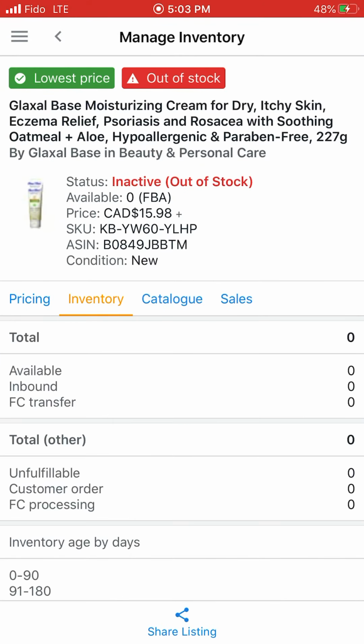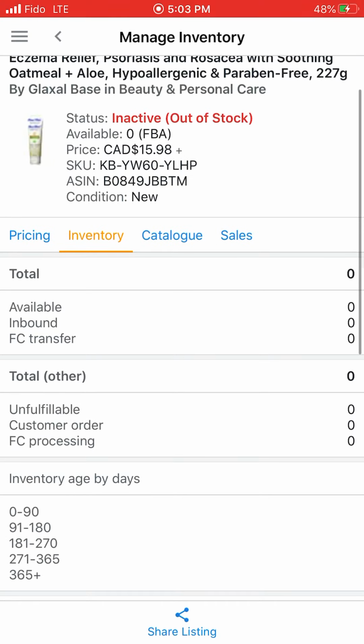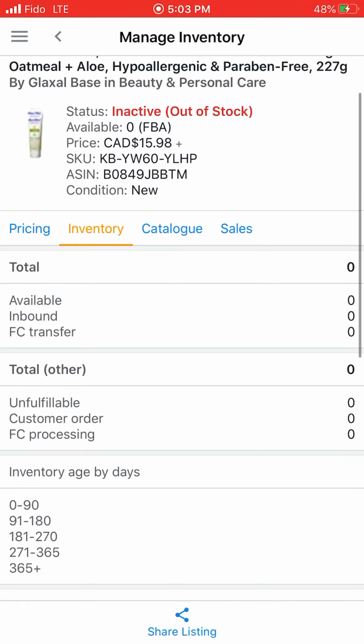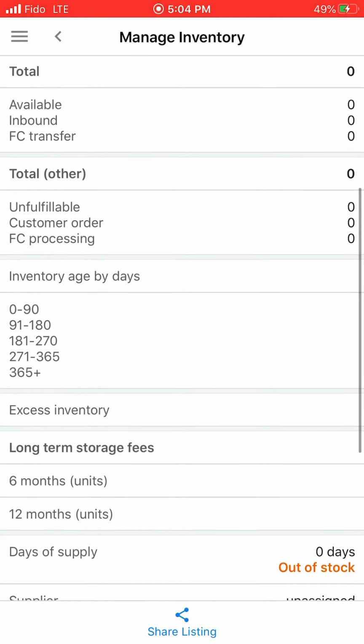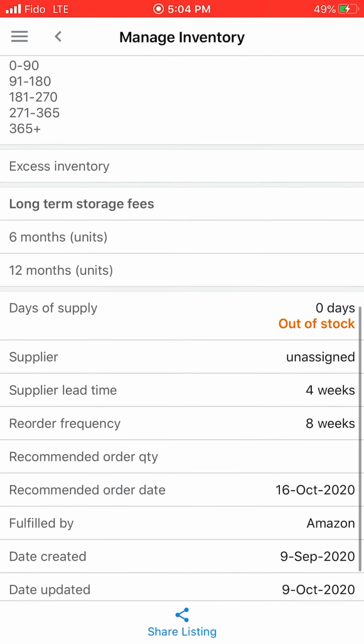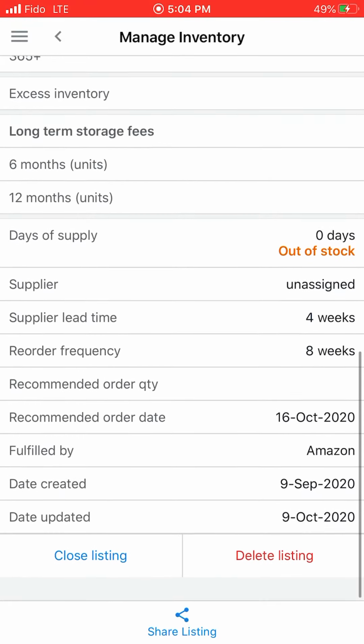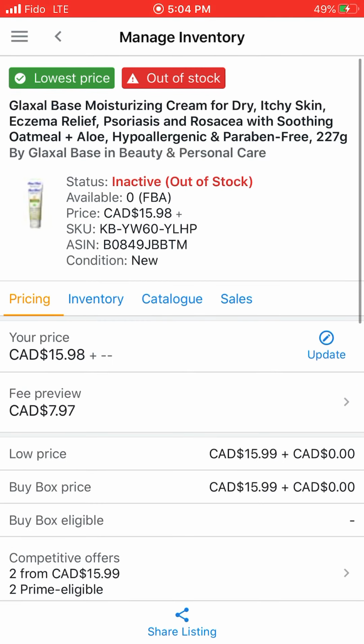We'll look at our inventory. Here we can see our inventory if we have any on hand. We can see 0 to 90, 91 to 180. We can see excess of inventory. We can see all our inventory details, out of stock, unassigned, suppliers. It has details here for you. Okay, and then we're going to go back to pricing.